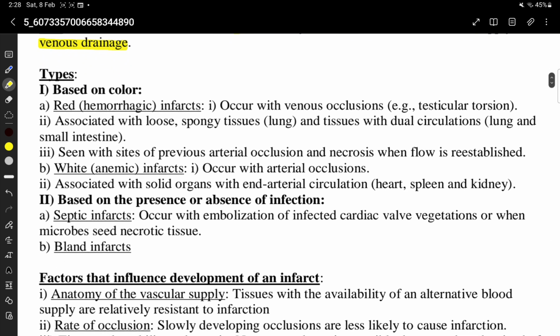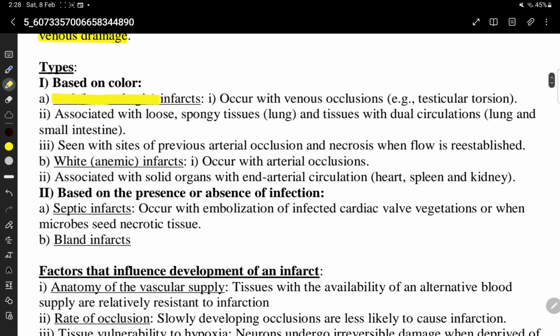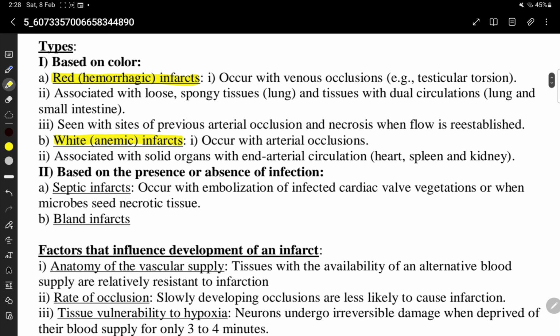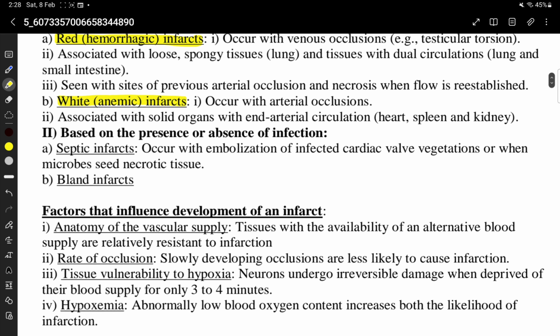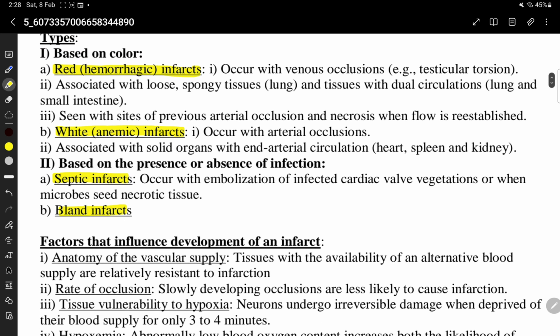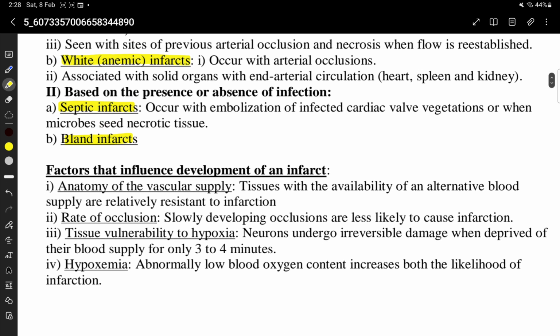Types based on color: red or hemorrhagic infarct, and white or anemic infarct. Based on the presence or absence of infection: septic infarct and bland infarct.